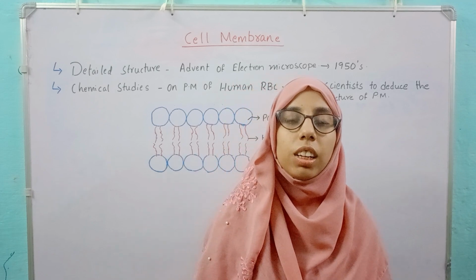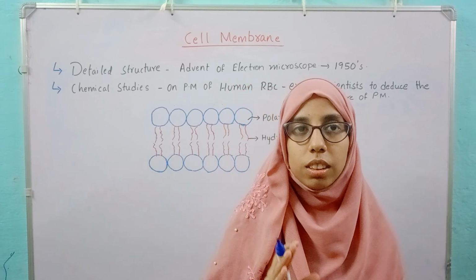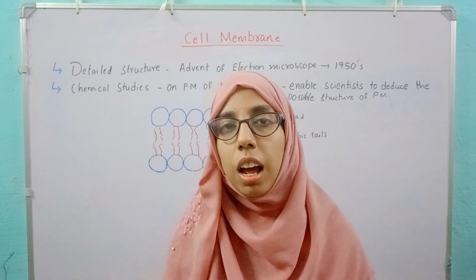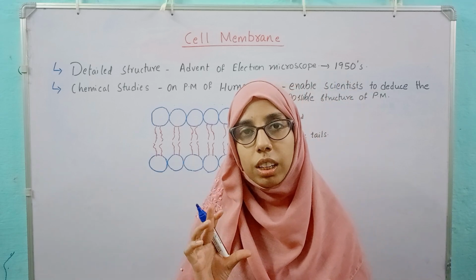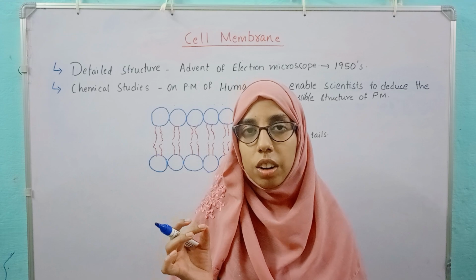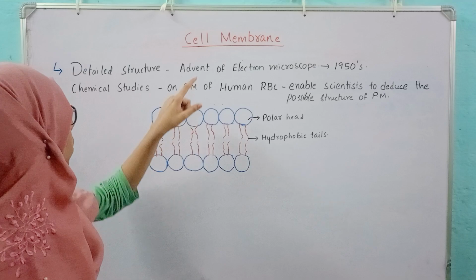Hello students, till now we have discussed up to the eukaryotic cell. Today we are going to see the detailed structure of the plasma membrane, which is also called the cell membrane. As of now, we all know that the plasma membrane forms the outer covering in the animal cell, whereas in the plant cell it is present inside, inner to the cell wall.